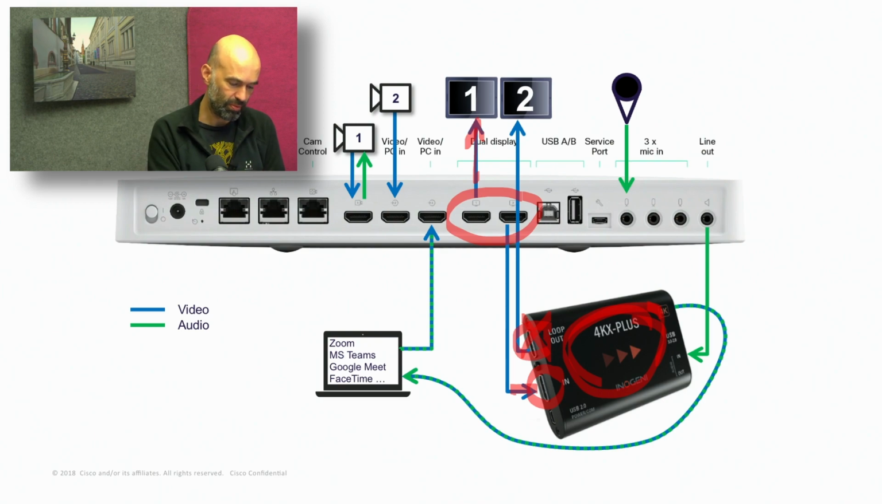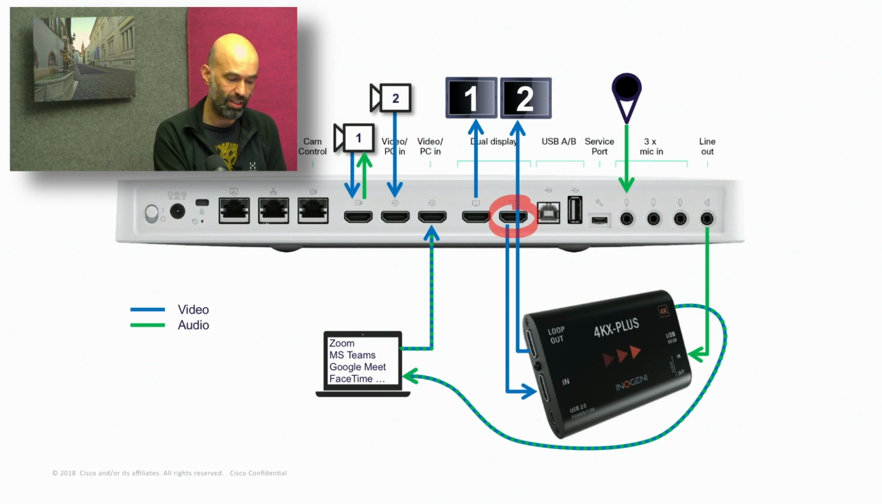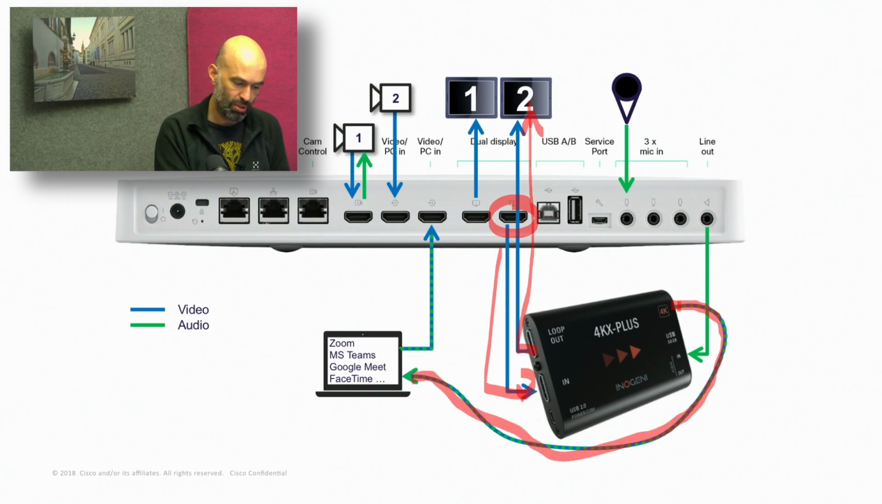So what we are doing here is we are taking the second output, HDMI output of the second screen. We put the self view on this port, and then the self view will go into the HDMI grabber device and will be looped back to the screen up here. And at the same time, it will go via USB cable to the laptop. So that's one thing that happens.